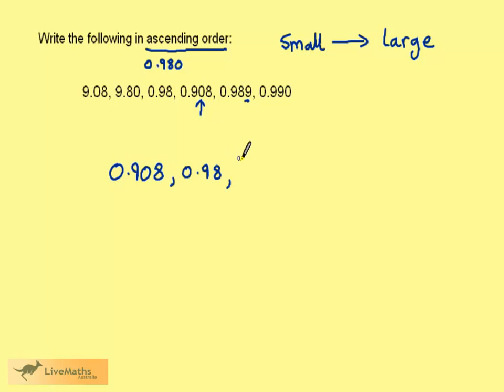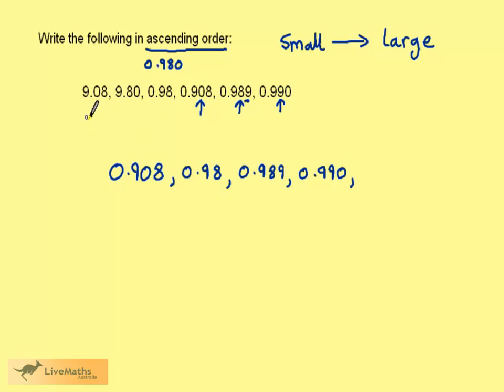It should be clear to us that 0.989 comes next, but just look at why. We can see this because we compared the hundredths column. This was a 9 and this was an 8. So 0.989 comes next, followed by 0.990.